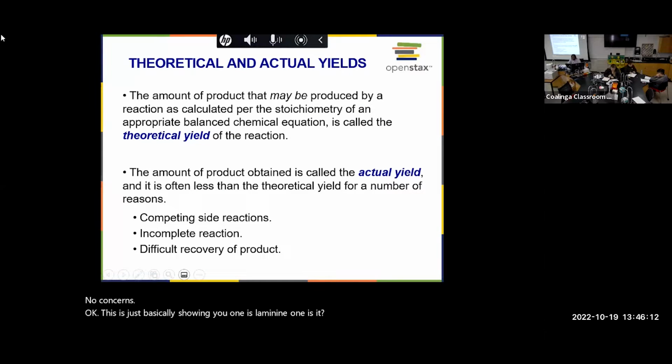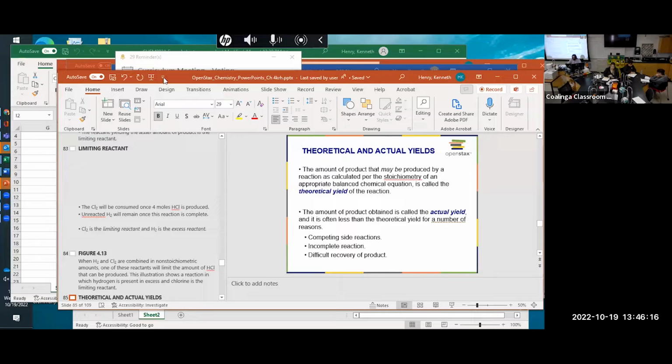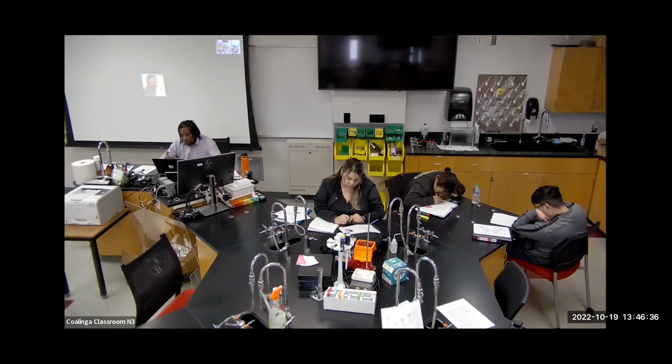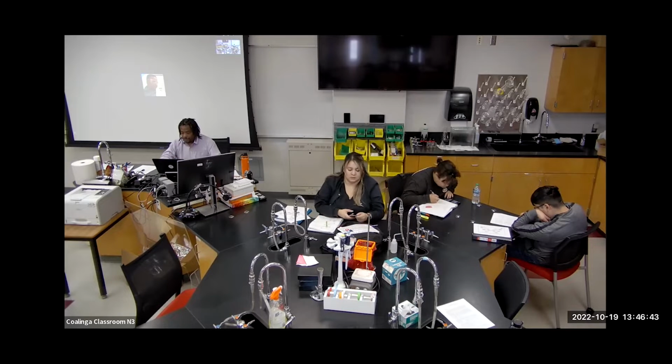Okay, so let me get to a problem. We'll do the door. Okay, so if you guys go to active learning, it'll be up here in a second. It'll say limiting reactants.